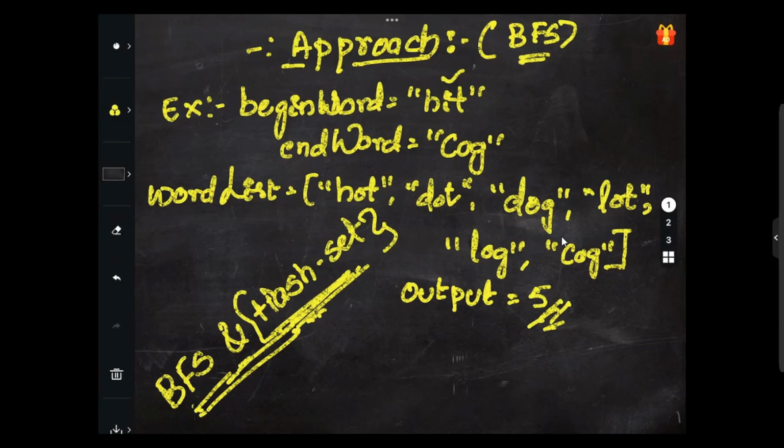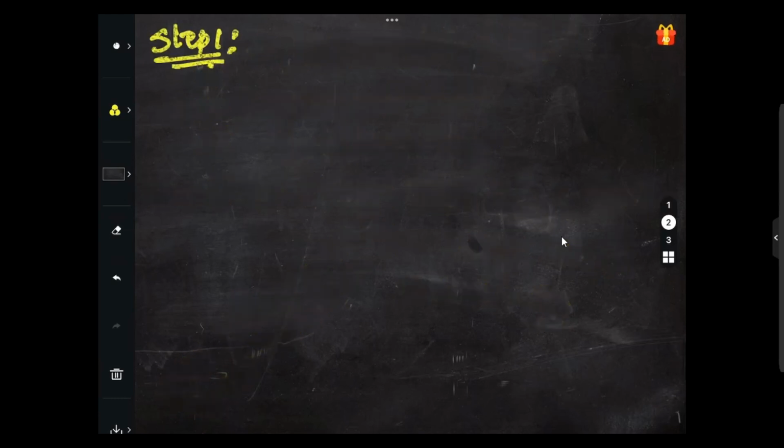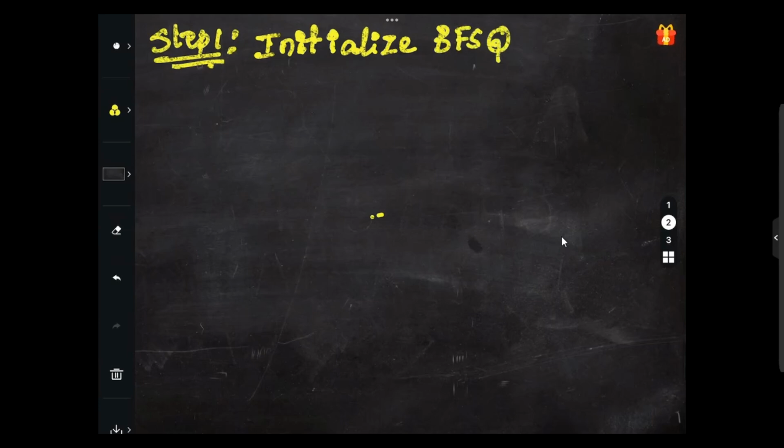So I have considered the first example that they have given in the question, right? So let's see step 1. Let's go step by step. Here what we will do initially, let's initialize the BFS queue and set. So this is for the initialization. Let me write here itself. We will initialize the queue here, right?